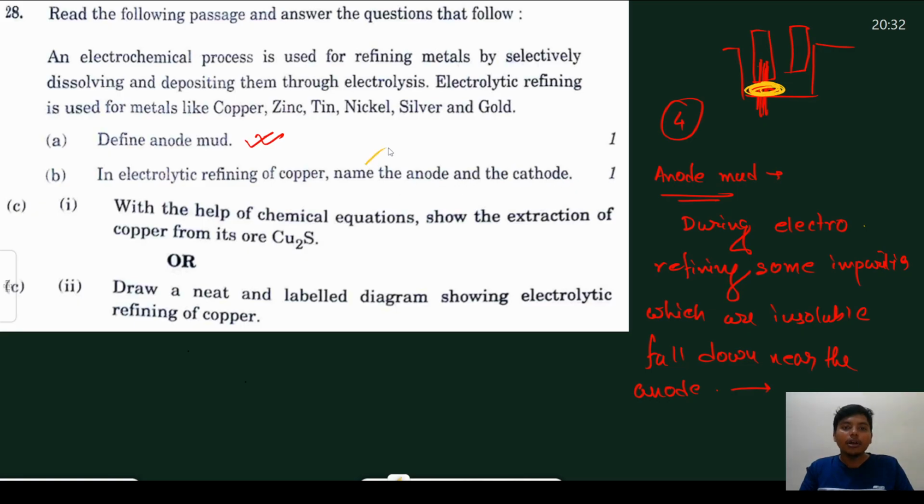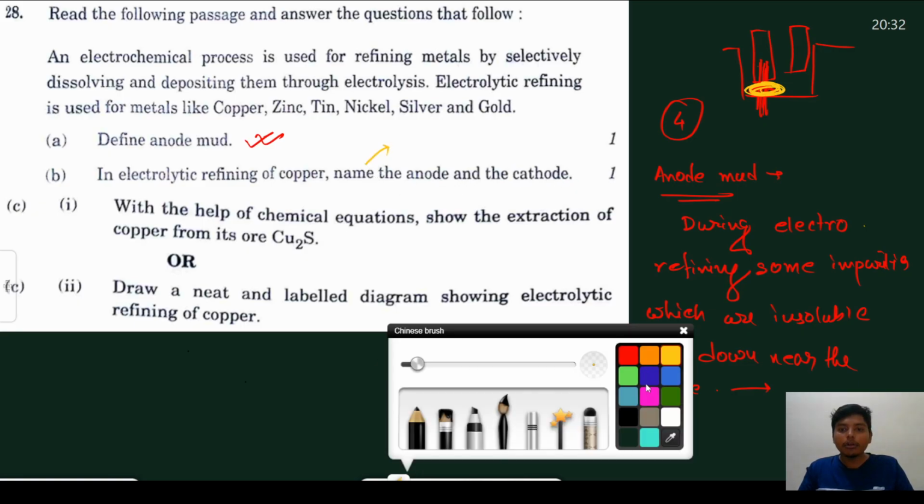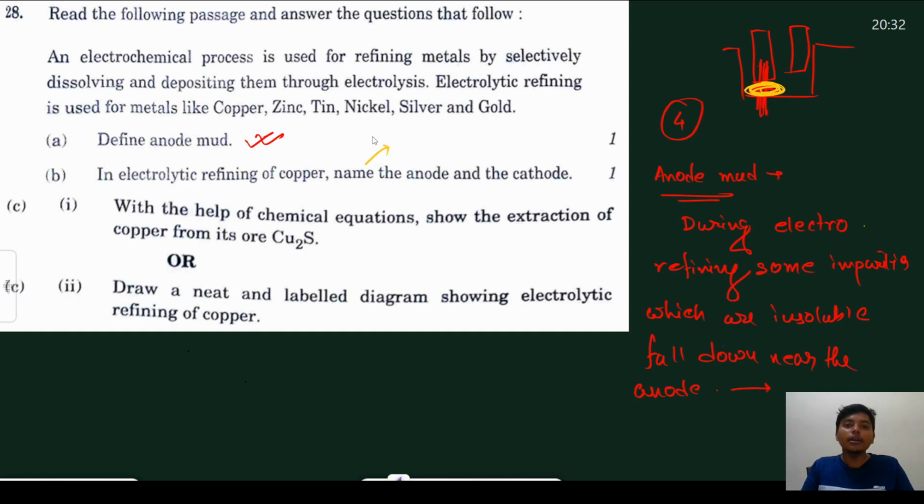Next, in electrolytic refining of copper, name the anode and name the cathode. Now I only told. What will be the anode in electrolytic refining? That is impure copper, and the cathode is pure copper. Clear? Pure copper metal.